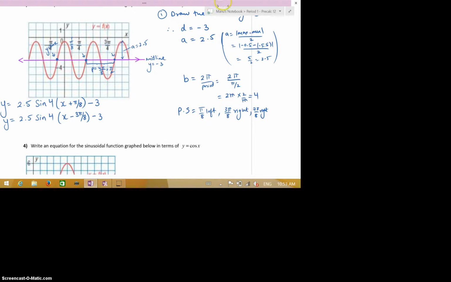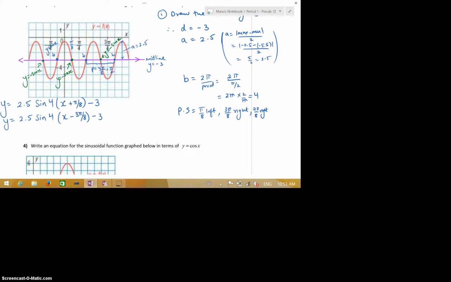A negative sine function would actually start from here. This would be the starting point for a negative sine function. Starting at 0, it's going downwards and then coming back up again. A negative sine function could start right here. A sine function starts at 0 or the midline and goes up, a negative sine function starts at 0 or the midline and comes down in the opposite direction.